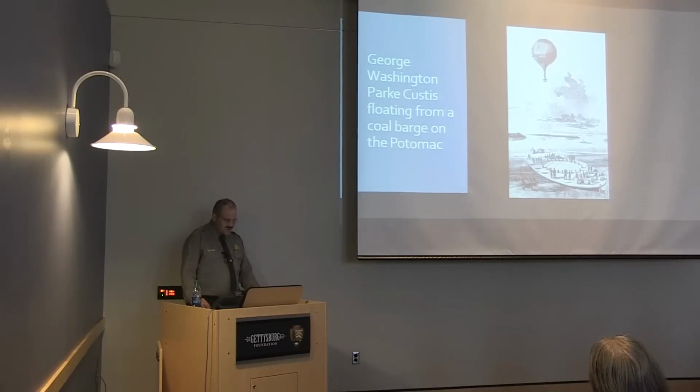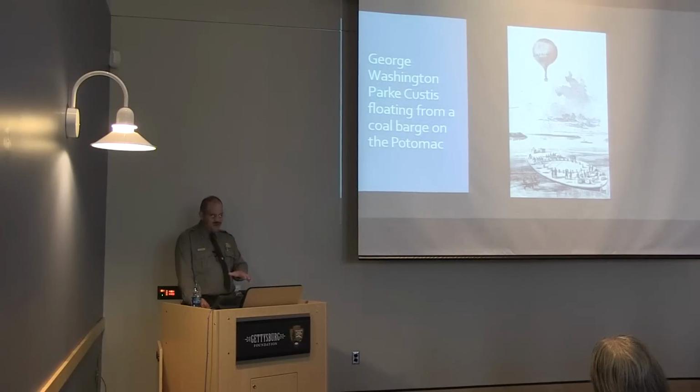And this is the George Washington Parke Custis floating from a coal barge on the Potomac early in the war. This would be considered, along with the teaser. Some of you know that the Confederates had a barge like this that floated up and down the James River during the Peninsula Campaign in May and June of 1862. And a balloon was connected to the barge so that McClellan's line could be studied from the air.